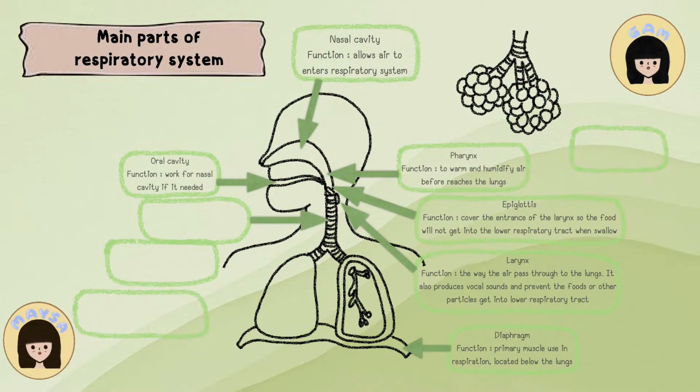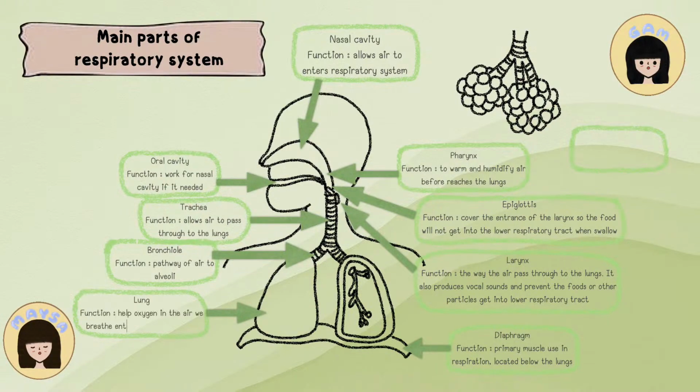Trachea function: allows air to pass through to the lungs. Bronchial function: pathway of air to alveoli. Lung function: hold oxygen in the air we breathe into the red blood cells. Alveoli function: place where exchange of gases occurs.